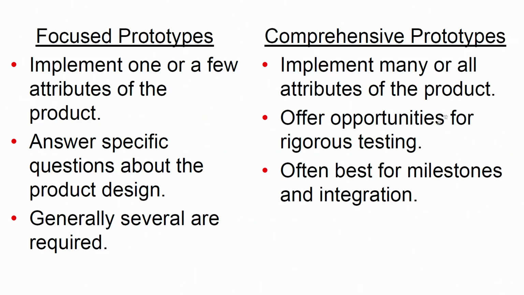Comprehensive prototype implements many or all attributes of the product. So, how well does, so I have again this pointer. If everything, it has a small switch here and so on, many or all the attributes of the product can be checked. Similarly, opportunities for rigorous testing, including what will happen if it is dropped, how well does it slide into a cover. So, we have these issues of saying often best for milestones and integration. I will try a sample.